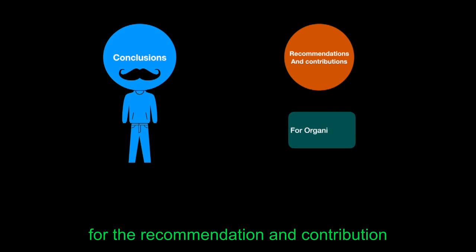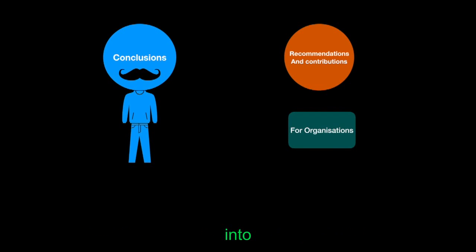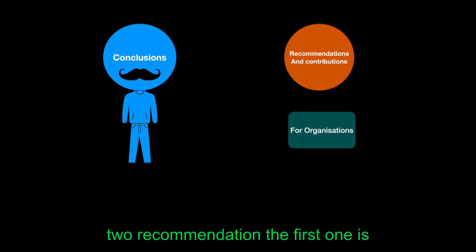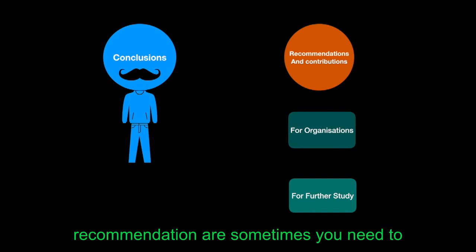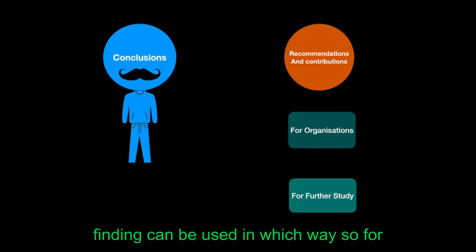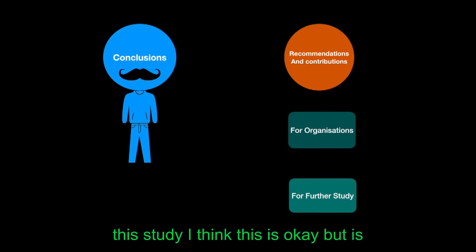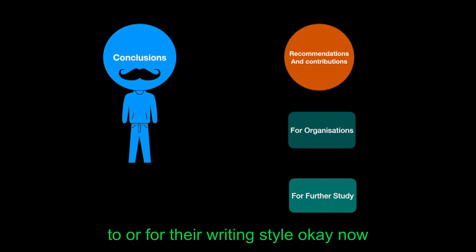And for the recommendation and contribution, this is good because they are divided into two recommendations. The first one is for the organization, and the next one is for further study. As you see, when writing the recommendation, sometimes you need to use the findings to show in which way they can be used. So for this study, I think it's okay, but it's not great. They can improve this part of their writing style.